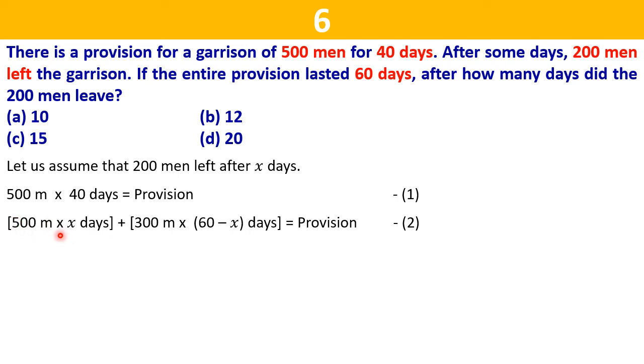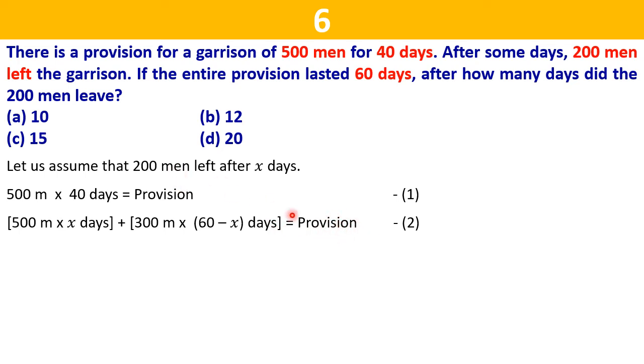Now 200 men left after those X days. So how many are there now? 300 men are there. And for how many days are they consuming? 60 minus X days, because in the problem it is mentioned that the entire provision lasted for 60 days. So 300 men are consuming for the remaining 60 minus X days. And that is equal to the provision of food available.